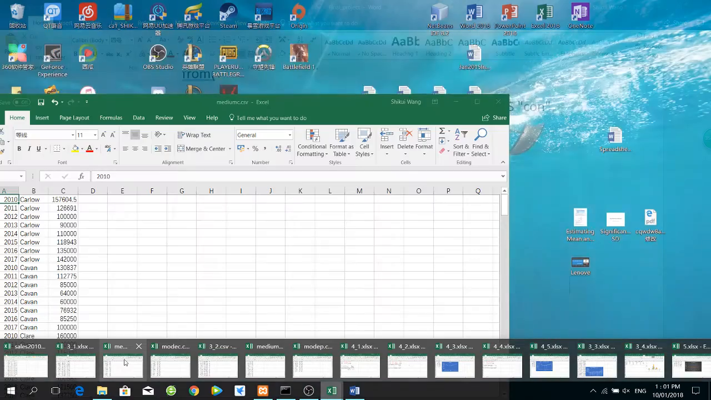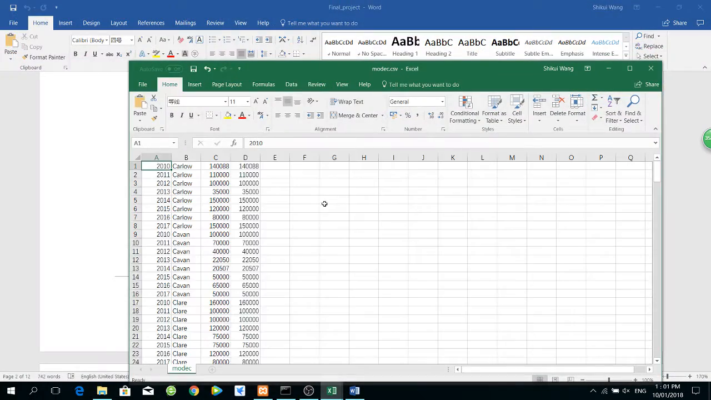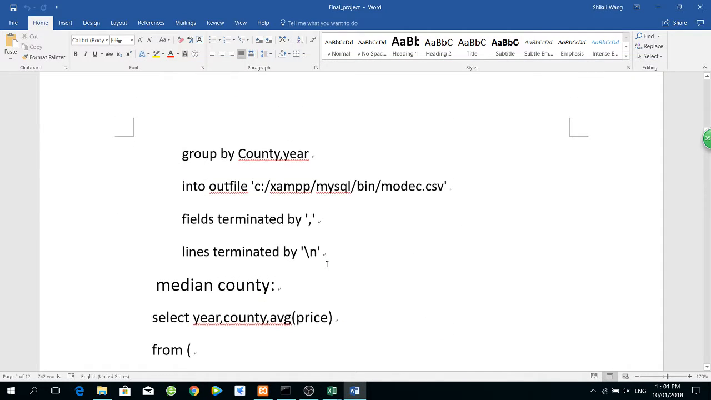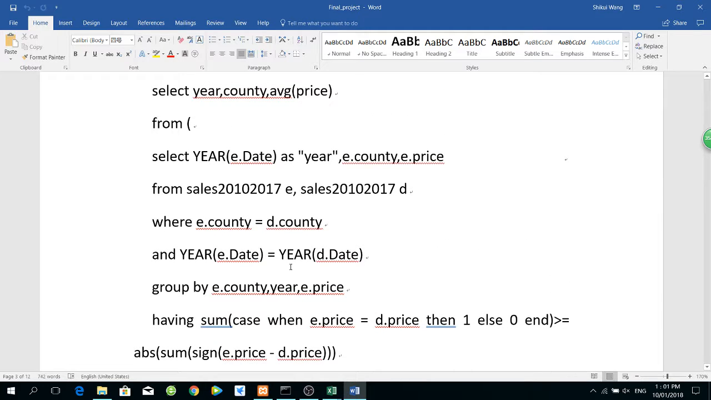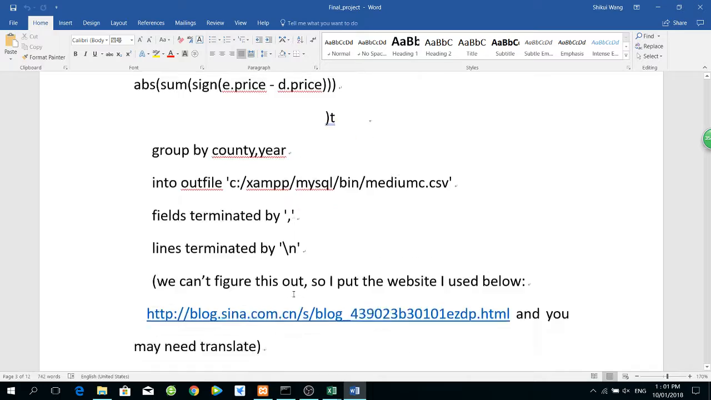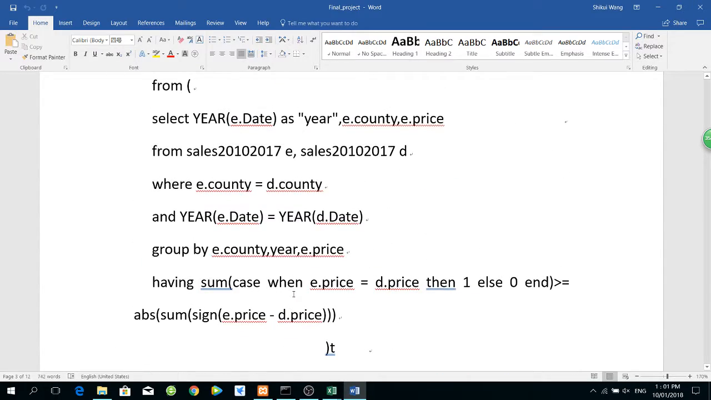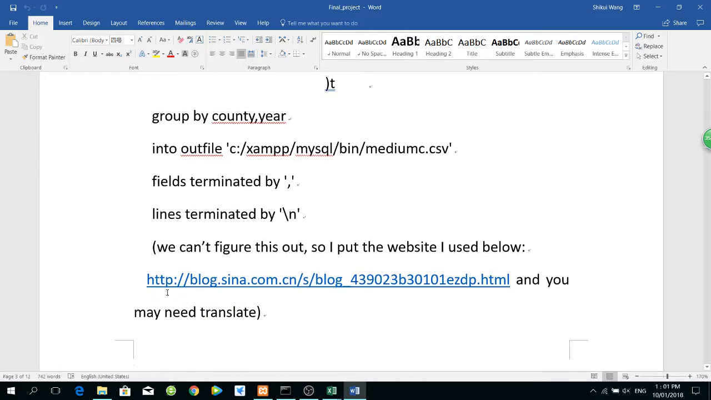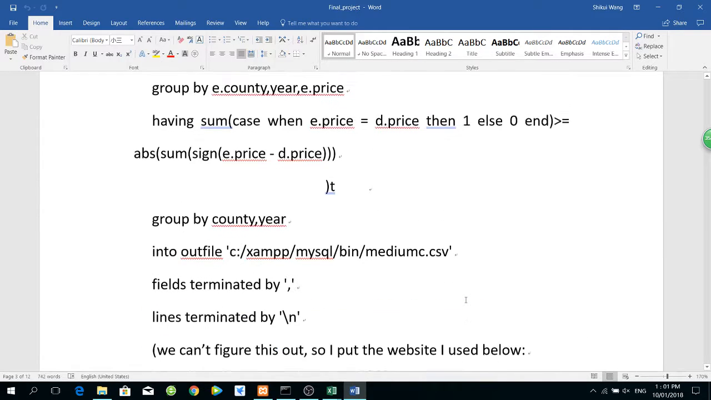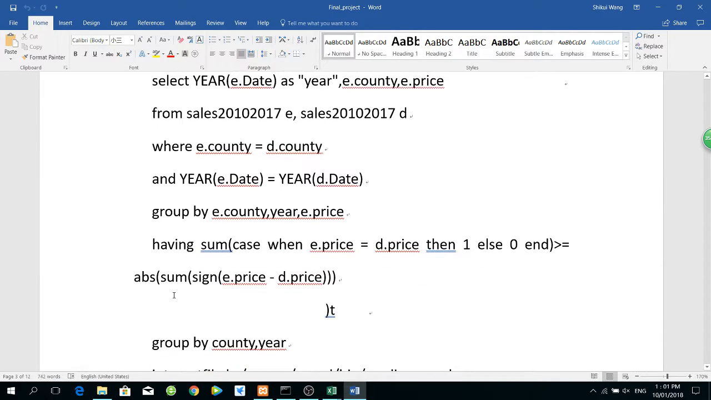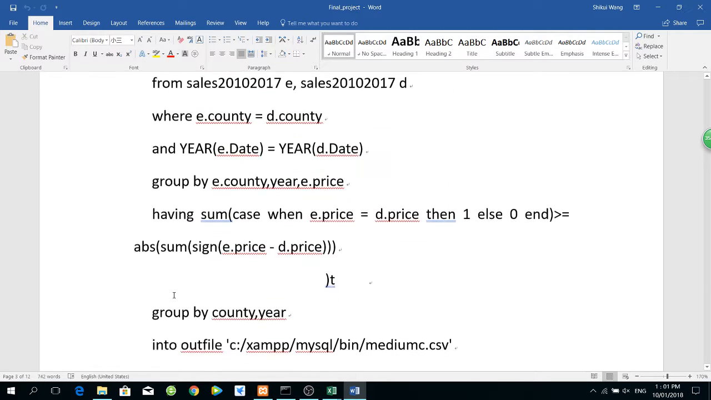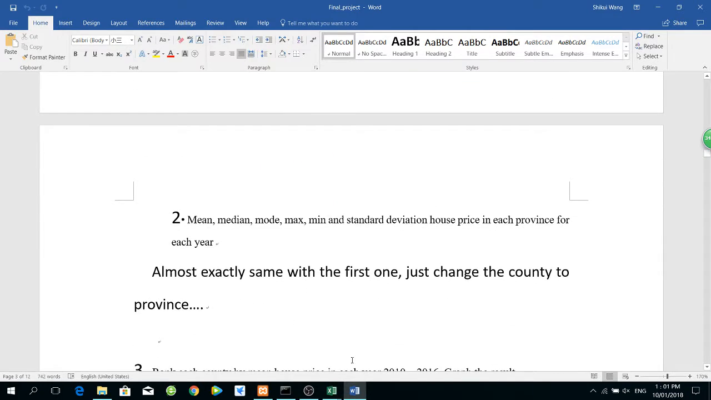This is what I found for the mode of the county for each year, and for the median, I have to say it's very difficult to find, and I haven't figured it out, although I know the code. I just copied the code from this website. You can use that link, and it's really hard, and yeah, sorry about that.